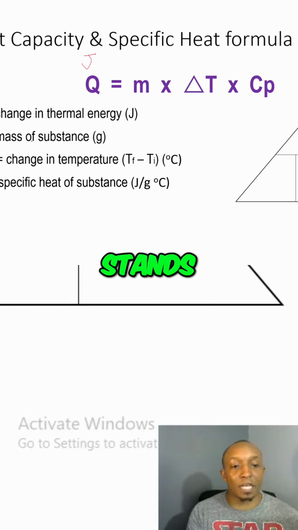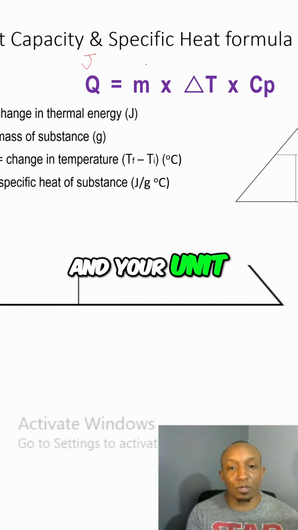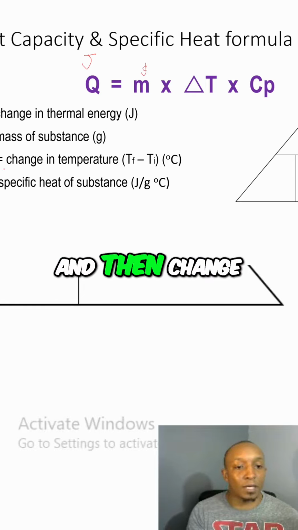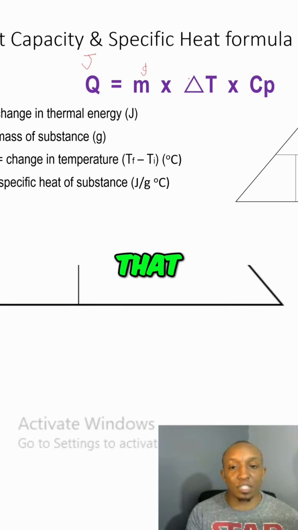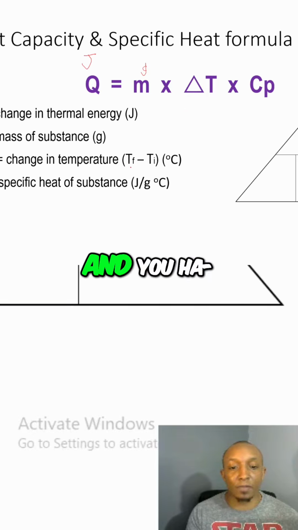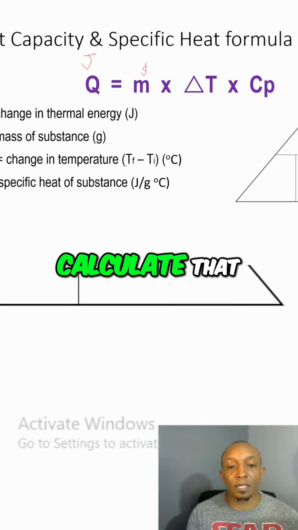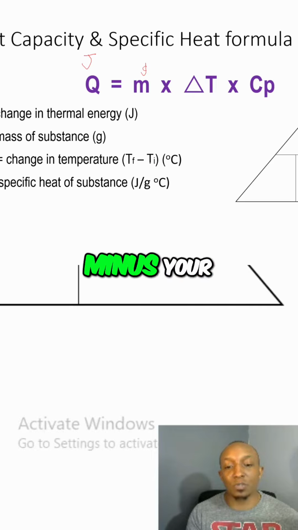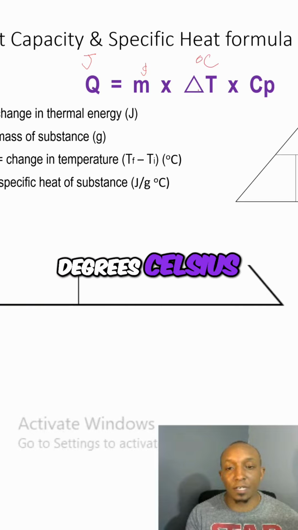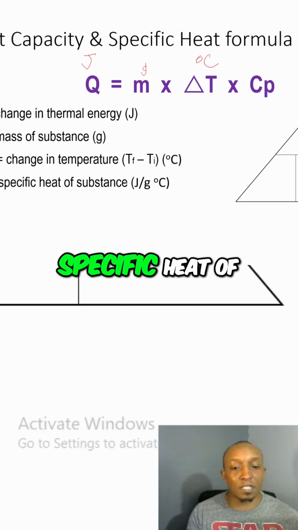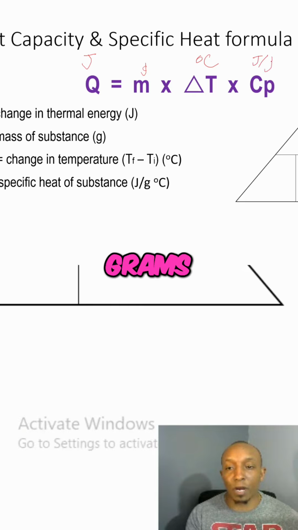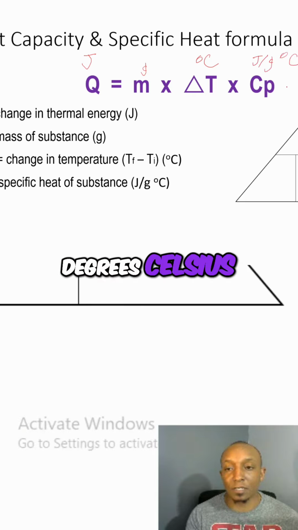And your M stands for your mass of that substance, and your unit for it is going to be in G, which is going to be grams. And then change in temperature, you're going to see that triangle T, which stands for change, and the T is in temperature. And in order to calculate that, you take your final temperature minus your initial temperature. And your unit is going to be degrees Celsius. And then your specific heat of that substance is going to be joules per gram degrees Celsius.